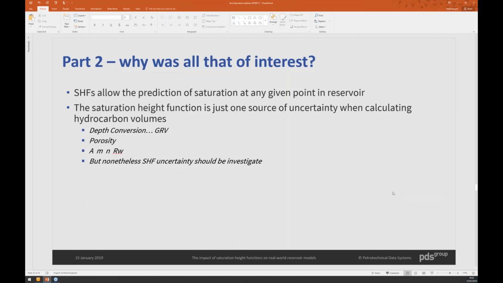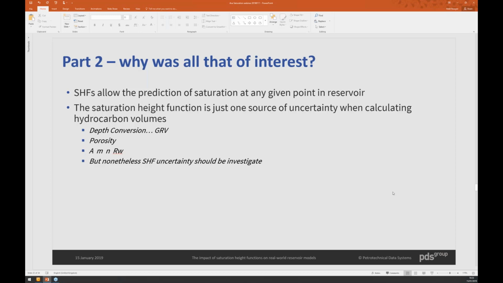Why have I just bored you all silly in the last few minutes and told you something that you probably already know a reasonable amount about? Obviously the uncertainty in saturation height functions does have an effect on the volume calculated. It has an effect on the way that you represent the transition zone within the reservoir model. So we should be considering different methods. We should be considering multiple scenarios.